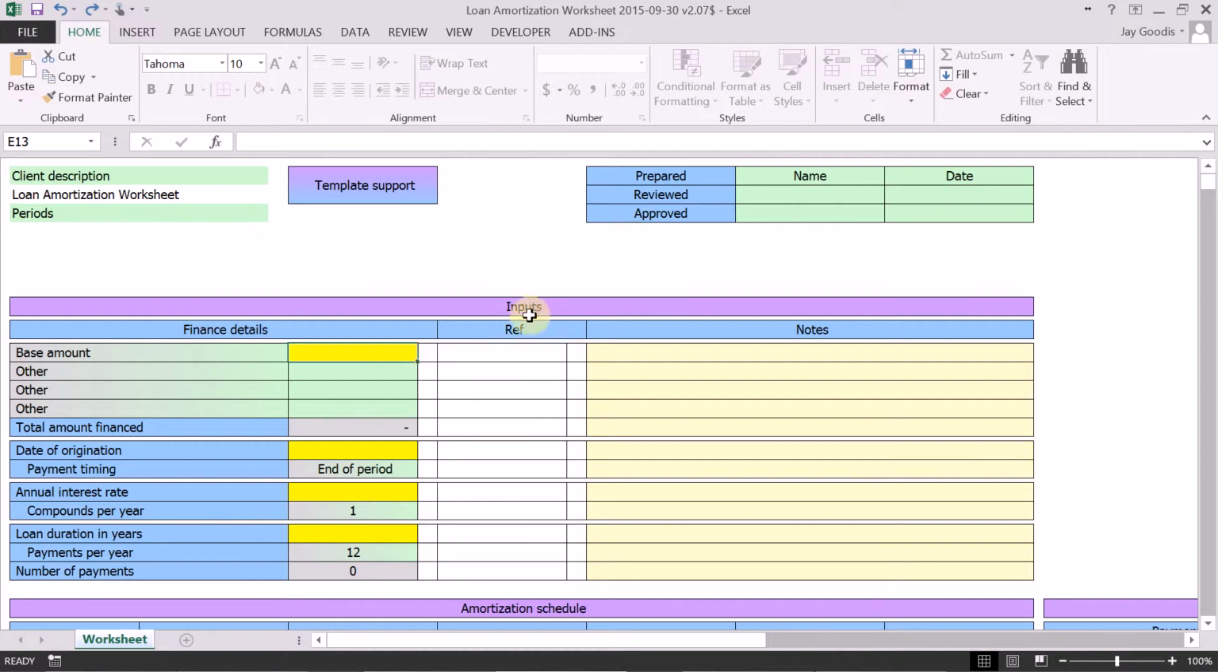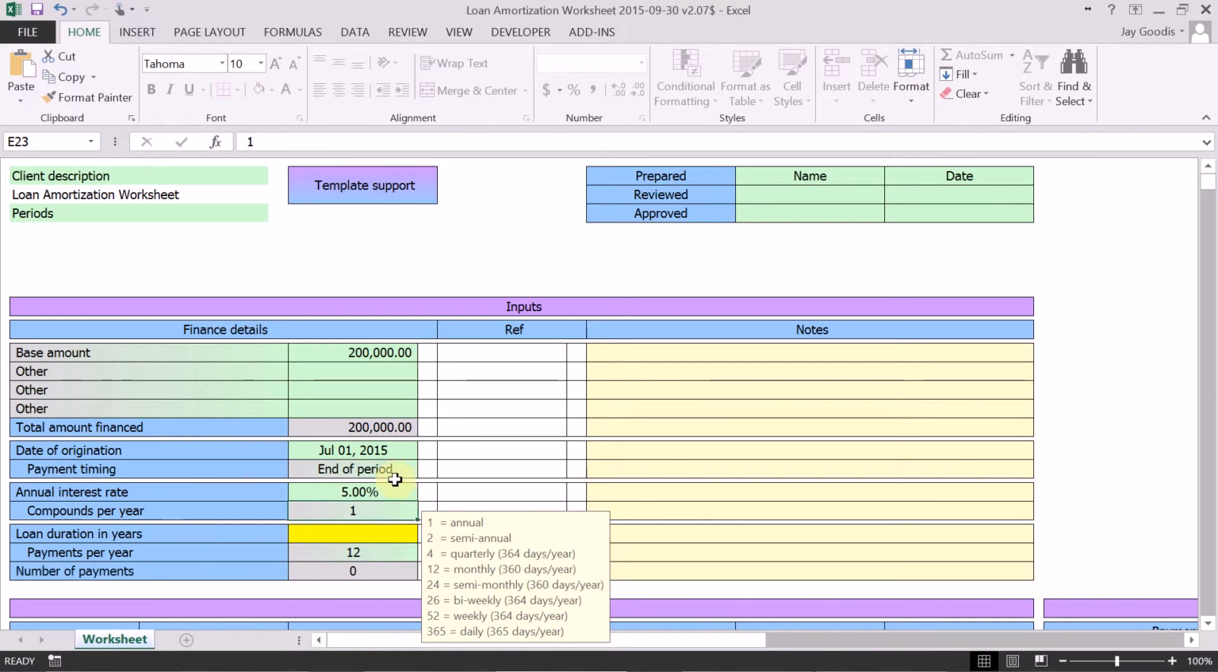So let's assume our client has taken a loan of $200,000. If there are any adjustments, we can add them or deduct them here. We then must include the date of origination. For this example, let's include July 1st, 2015. We then need to identify the payment timing, whether it be the end of the period or the beginning of the period. We'll leave it as the end of the period for this example, along with our annual interest rate. Let's include 5%.